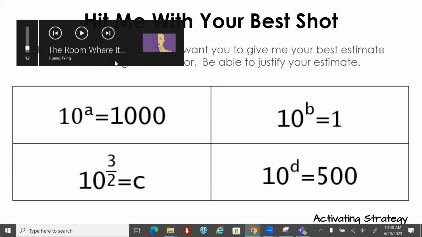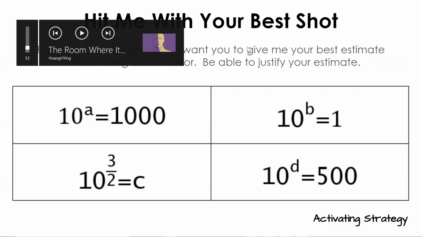So I want you to give me your best estimate for solving this. Okay, so on this first one, we have 10 to what power would give us 1,000? If we did 2, it's not going to work. 3 would be it, right? So A would equal 3. It's how many zeros we got, right?